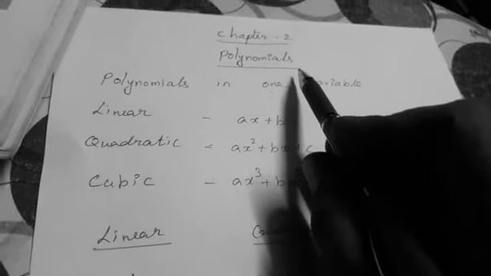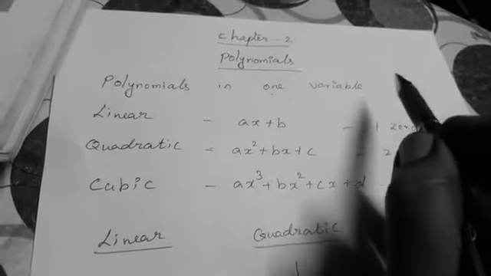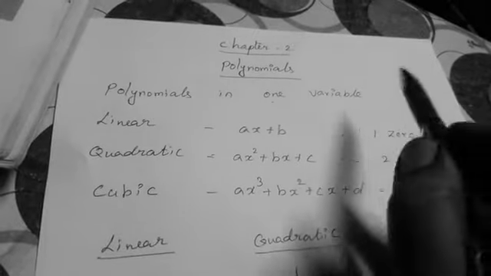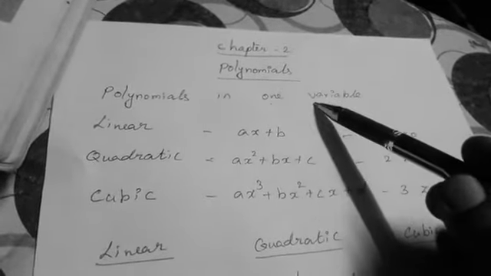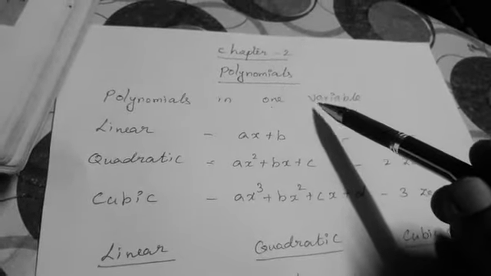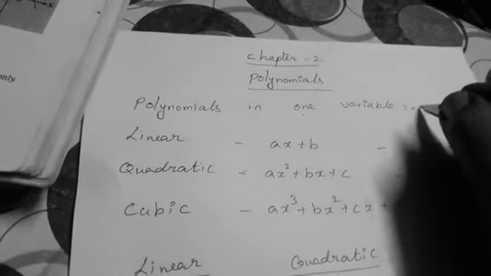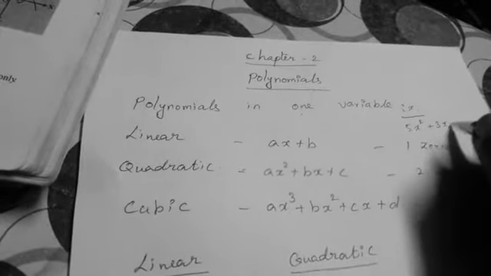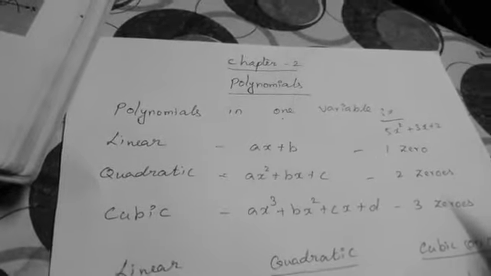Polynomial means an algebraic expression which has powers only in positive or whole numbers. That is, in the power, a negative value should not come. That is the meaning of polynomials. Next, let us see polynomials in one variable and what expressions we are taking. In that, only one variable should be present. For example, 5x square plus 3x plus 2, like that. Another variable y, like that, should not come.